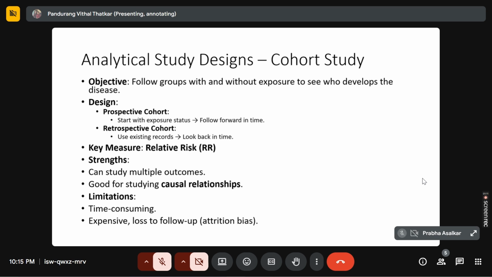The key measure here is that we can calculate relative risk. The strengths are you can study multiple outcomes, good for studying causal relationships, and limitations are they are time consuming, expensive, and attrition bias is there. Loss to follow up is higher as compared to other study designs in case of cohort study.